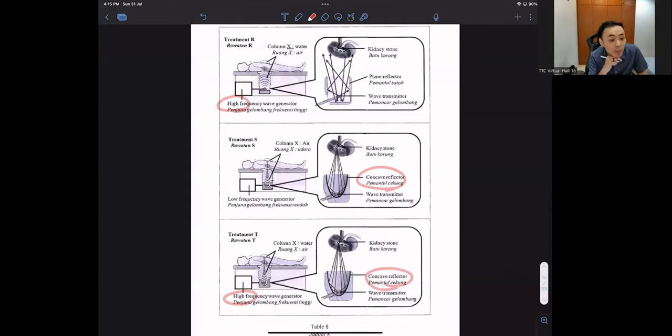Now, next one, what about the column? Do we use air or do we use water? Exactly, we use water. So what's the answer? E. Why water? This is one thing that people will probably argue about. Why not air? Shouldn't it be air? No, water is better. Why?